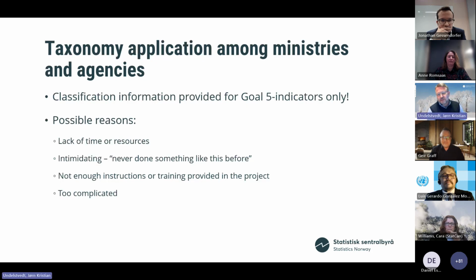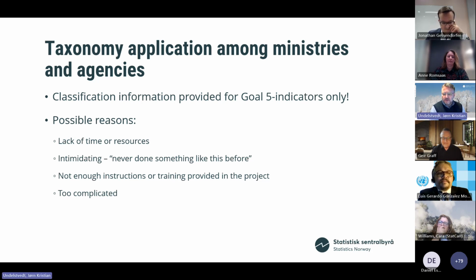When it comes to the use of the taxonomy by the ministries and the subordinate agencies in the project, our experiences are somewhat discouraging. The project received classification results only for national indicators proposed for Goal 5 in the action plan. And it's not easy to point at a specific reason why the classification of indicators was not carried out to the extent expected. Overall, it's probably a combination of limited resources, fear of doing something wrong, and the perception that the taxonomy is complicated.